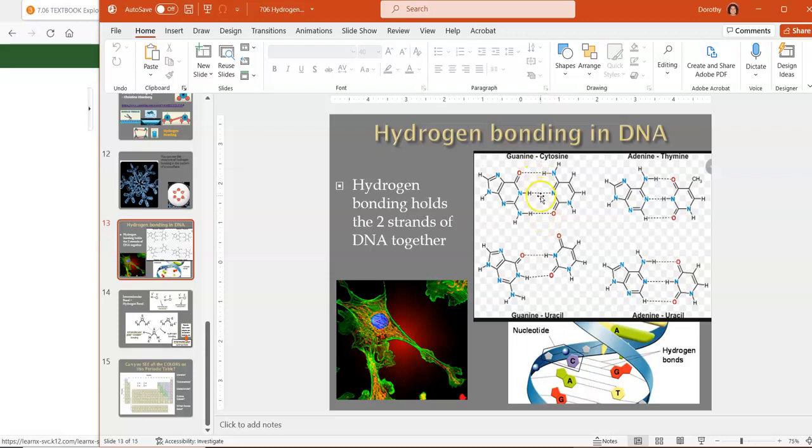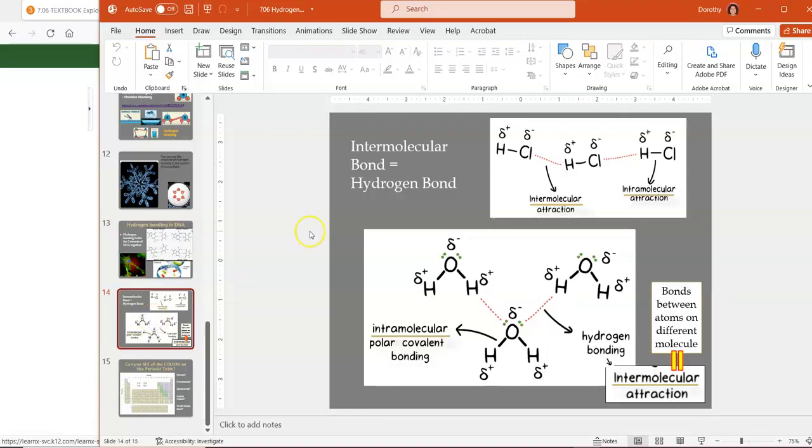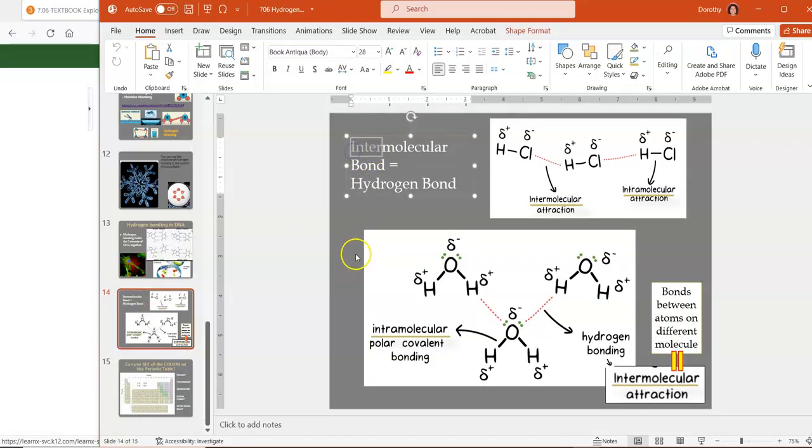So these sticky hydrogen bonds, represented by the dotted lines, are very important to life and living things because that's what allows DNA to form in that double helix. It's what holds the two strands of DNA together. It is an intermolecular bond, molecule to molecule.